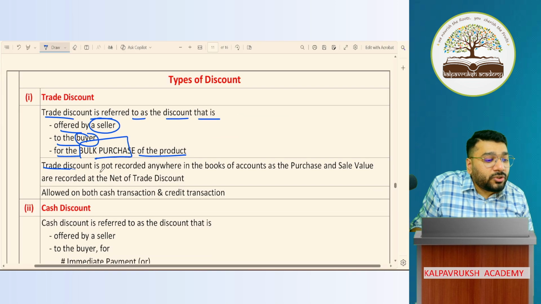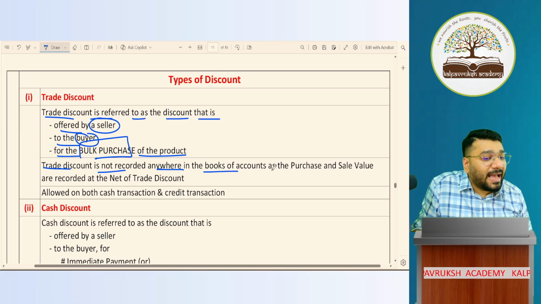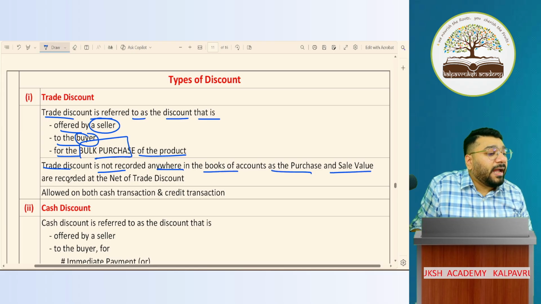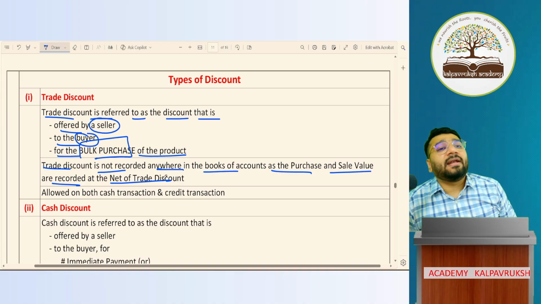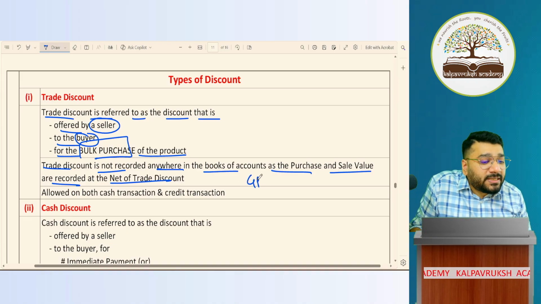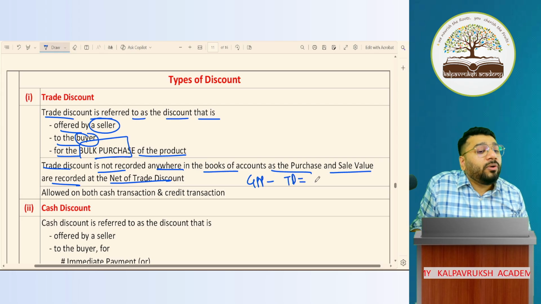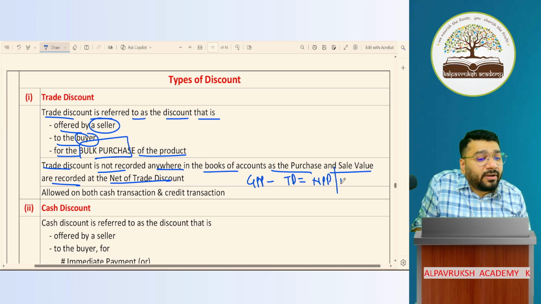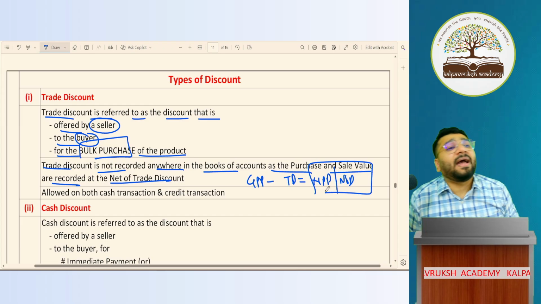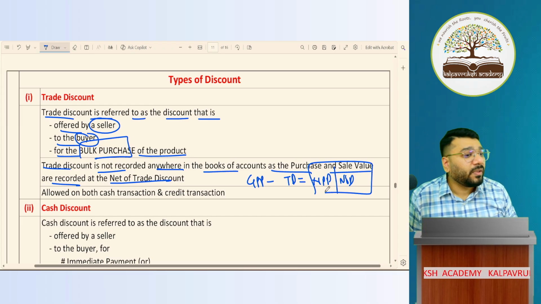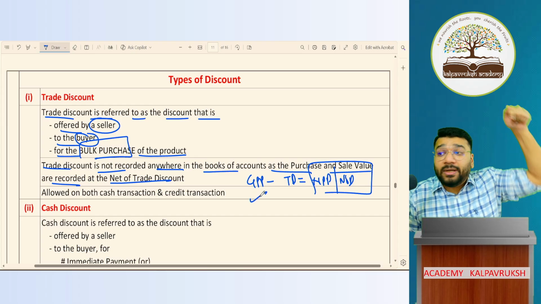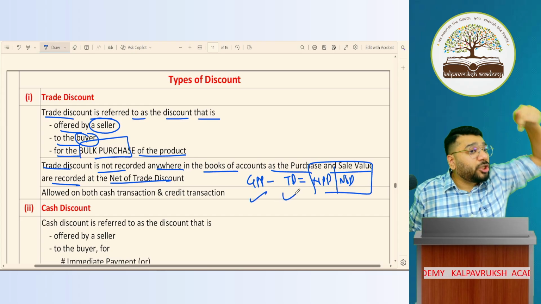Trade discount is not recorded anywhere in the books of accounts as the purchase or sale value, and these are always recorded at the net of trade discount. Means what? From the gross purchase price, we minus the trade discount. Only the balance, which is the net purchase price or net selling price, is recorded in the books of buyer and seller. Okay, not okay. Gross purchase price is mentioned only in the invoice, and trade discount is mentioned only in the invoice.